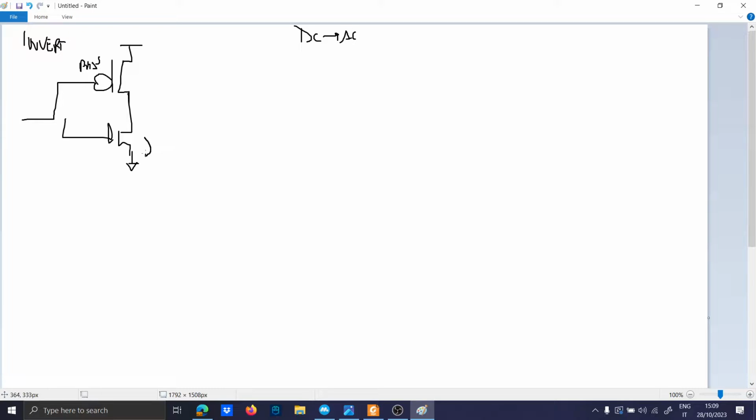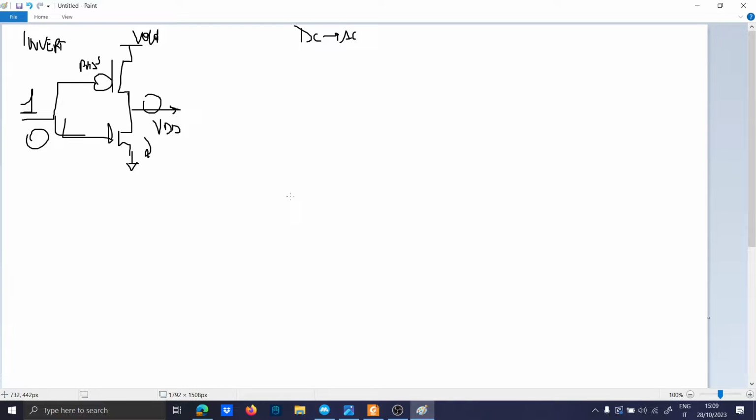The NMOS is connected basically always to ground, and the PMOS is always connected to VDD, so that the source is higher than the gate here, and the source here is lower than the gate. Of course, it depends on the input signal, but the scope is that if you have 1 here, this is on, and so you have 0, because you have the path to ground. And if you have 0 here, then the PMOS is on, and you have VDD. Simple as that.